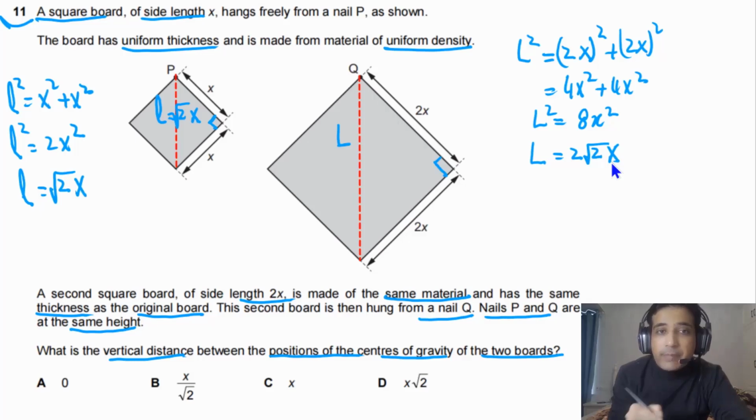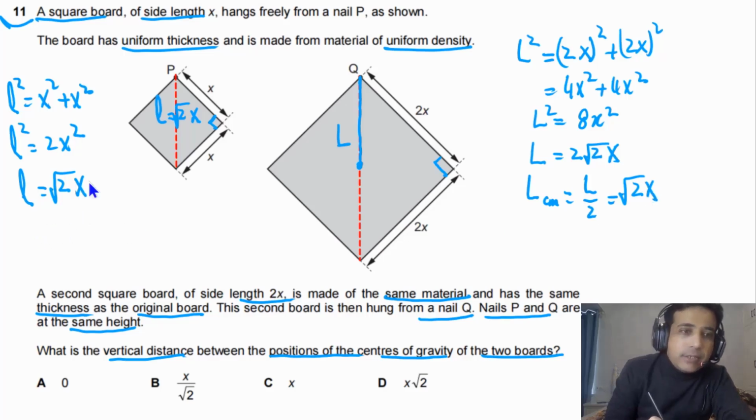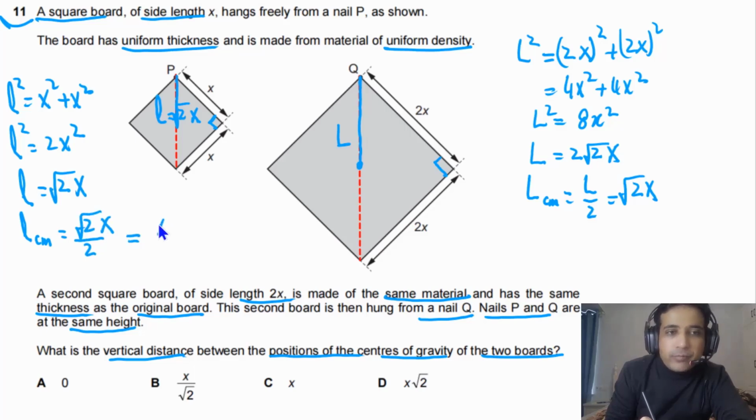Now we need to find the distance from here to here, up to the center of mass. That distance will be L by 2. So in this case, we can say LCM, this part, will be equal to L by 2. So this is equal to root of 2 times x. And here also we can say small lCM is up to the center of mass. And this will be equal to root of 2 times x divided by 2. And this one we can write as x over root of 2.